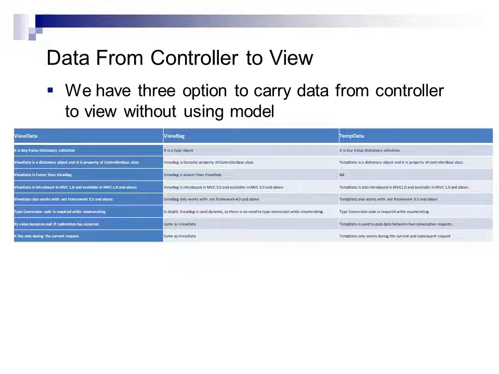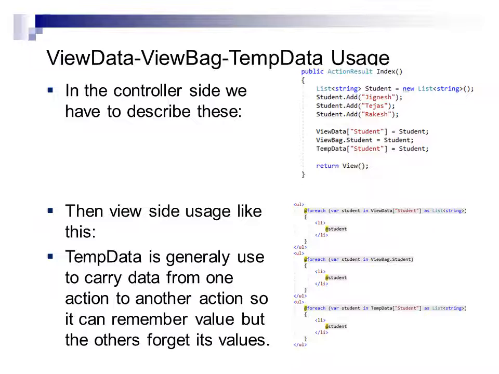Data from controller to view. We have three options to carry data from controller to view without using a model. These options are shown in the table. ViewData-ViewBag-TempData Usage. On the controller side, we have to describe these. Then the view side usage is like this.